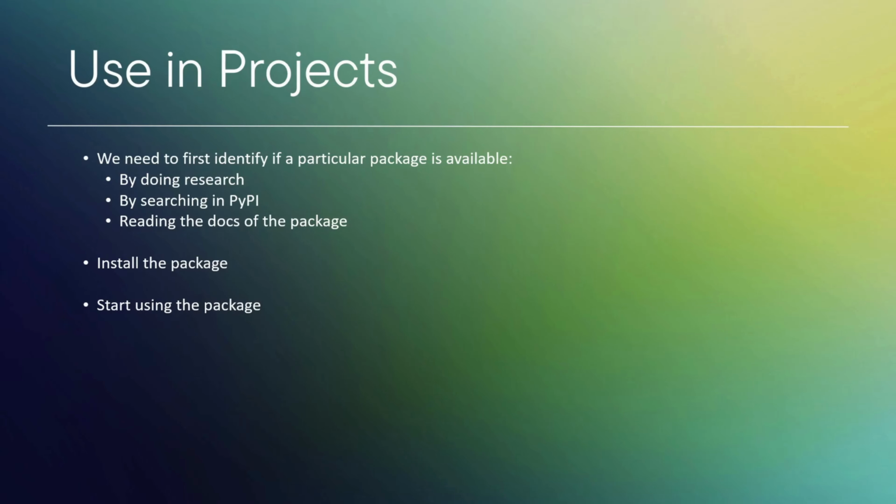So first we need to identify if a particular package is available. So what do we do? We first do a bit of research on Google. Let's say you have a mathematical model. Let's say you want to use factorial. So you search how I can do factorial in Python. It will show you a list of packages. Then you can search even in PyPI, or after that you need to read the documentation of the package so you know how to use it. Then you install the package and start using it.